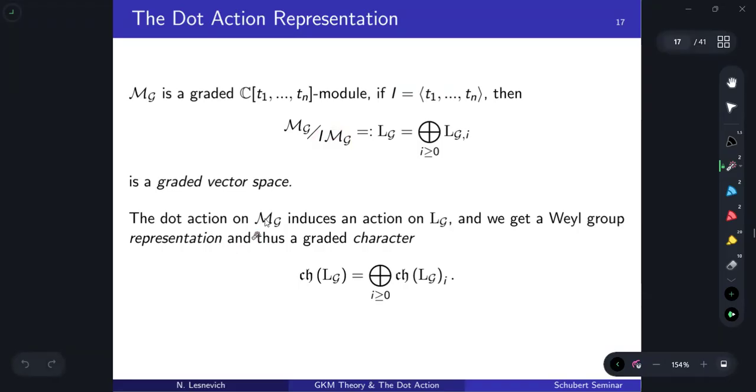So the dot action on my set of splines induces a dot action representation on this graded vector space. Now I have a Weyl group acting on a vector space, which is definitionally a representation of that Weyl group. And so we get a graded character, all built from this data of what Weyl group am I working with, what transpositions am I allowed to use.